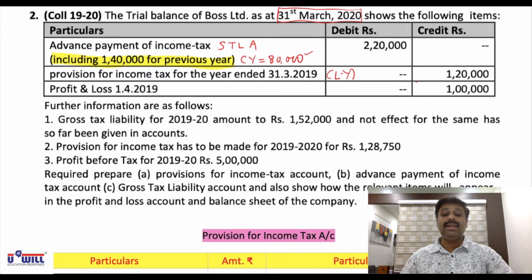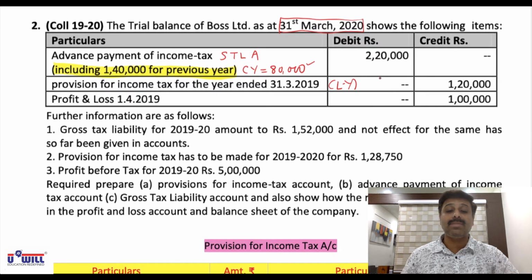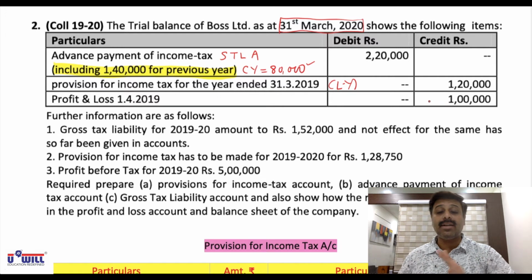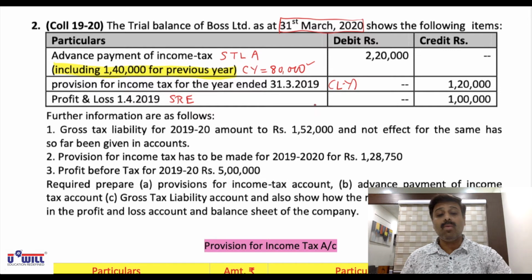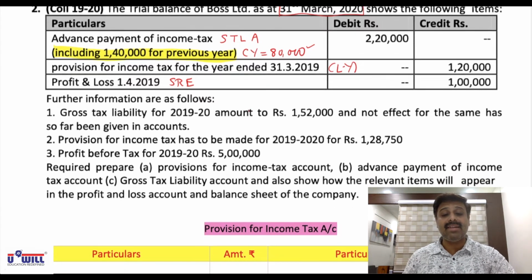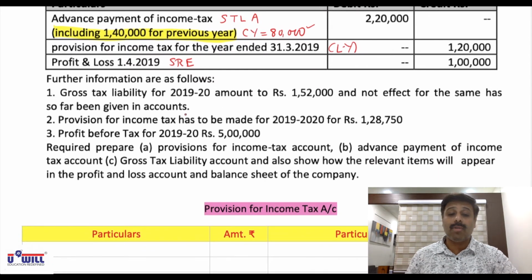Okay, you have studied in income tax subject previous year and assessment year. So in the previous year 18 to 19, we created a provision of 1,20,000 for the income tax payment of current year. And profit and loss account of 1,41,9 is rupees 1 lakh, that is opening balance that will come in statement of retained earnings. Now what are we supposed to do? We will see in detail when we make the ledger accounts and formats.